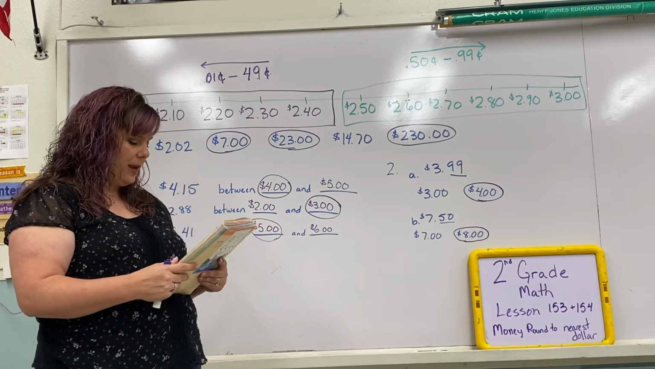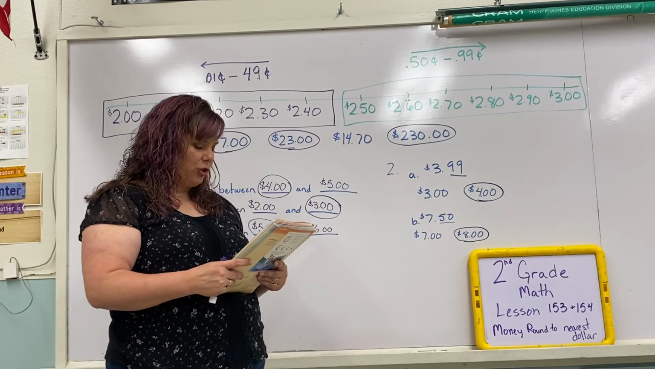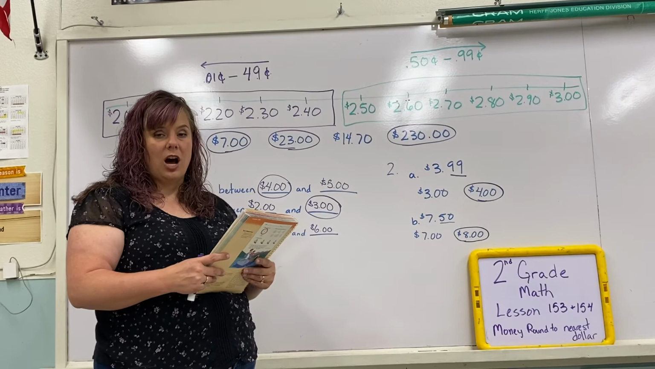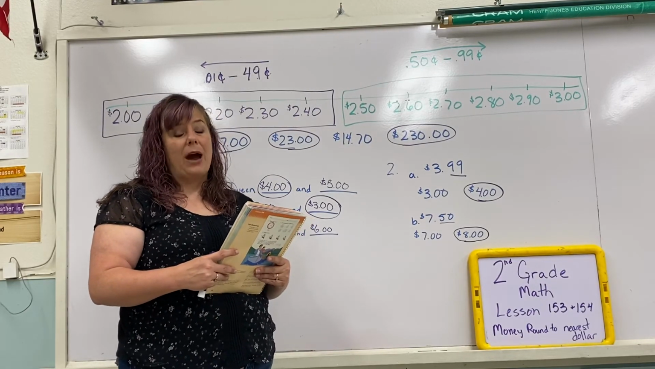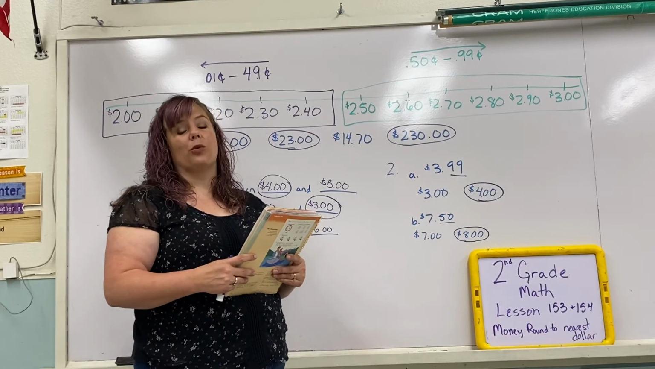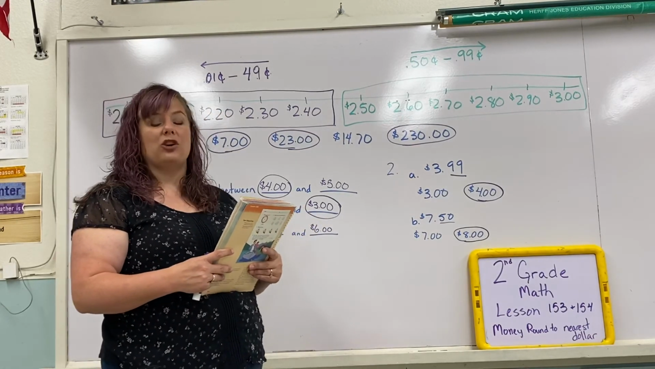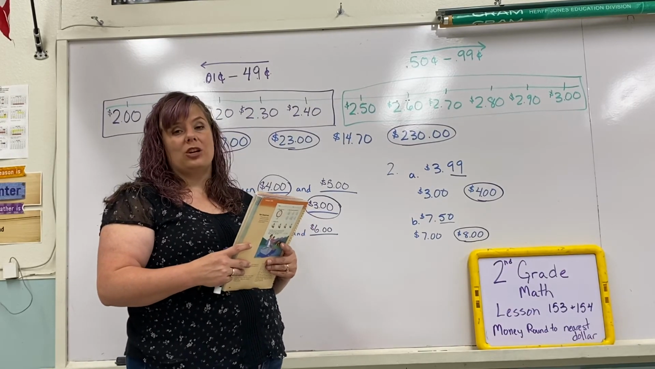Okay, last one. It says, about how many dollars do the hiking boots cost? Now it says the word about. About means it doesn't want the exact answer. It wants just a rounded answer. It wants a really good guess. Remember when we were talking about estimating? It wants a really good guess.